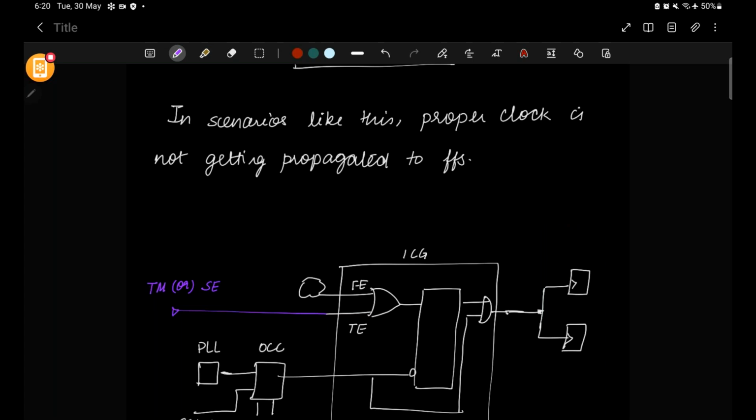And the next question is, here you can either tie it to test mode or scan enable signal, right? So which one is more advantageous and why? Is tying the test enable to test mode more advantageous, or is scan enable more advantageous?